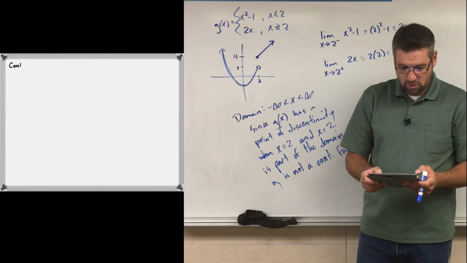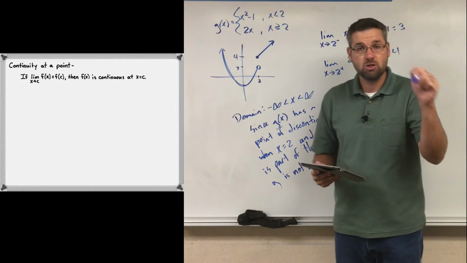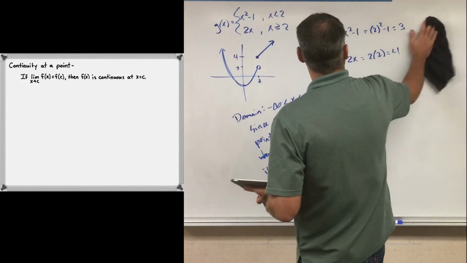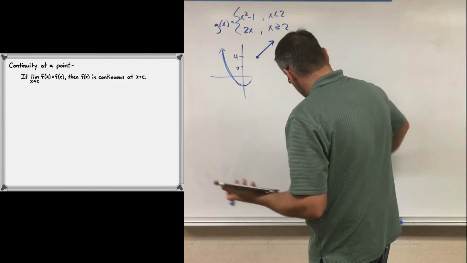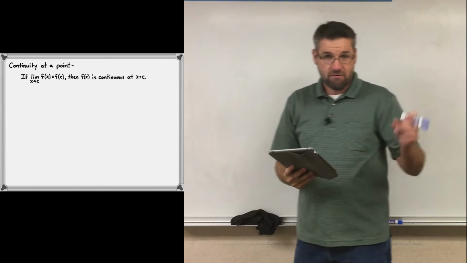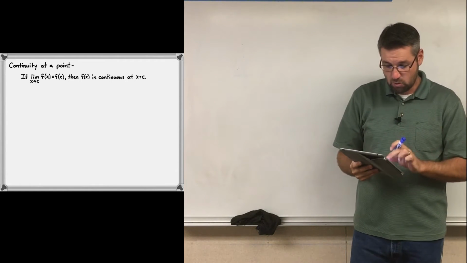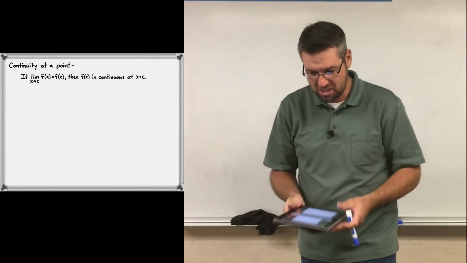Okay? All right, let's go ahead and go on to what's kind of more important. Continuity at a point. What does it mean for a function to be continuous at a point? Well, I'm going to go ahead and go through the lesson, and then we'll slow it down a little bit. Okay? If the limit as x approaches c of f of x equals f of c, then f of x is continuous at x equals c.